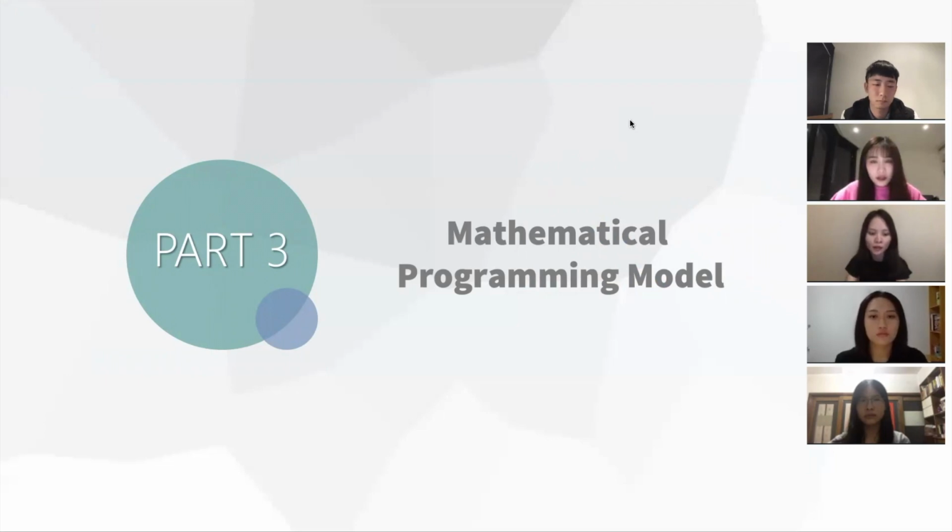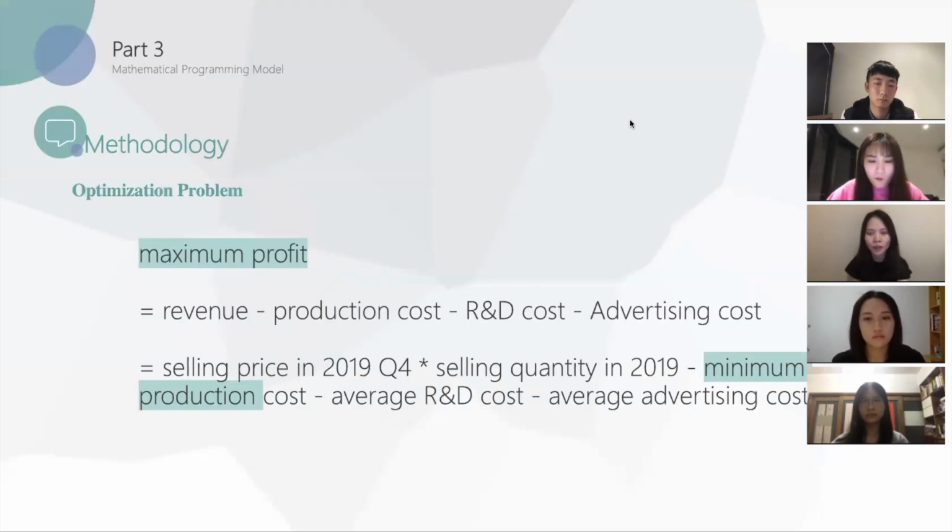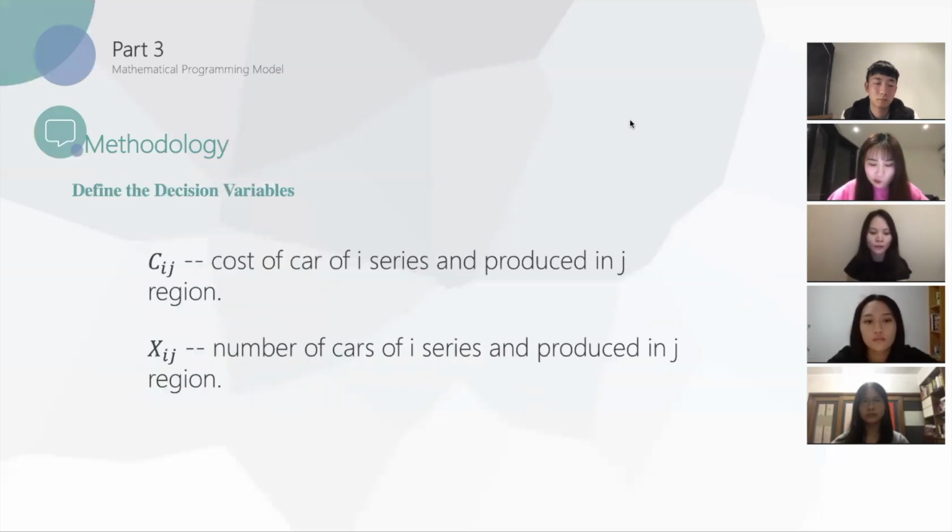And this part is about the mathematical programming model. In the methodology part, firstly, we need to define the optimization problem. This report used the method of linear programming to analyze the production line layout in different countries of BMW. And based on this formula, to find the maximum profit, we need to find the minimum production cost. And these are our decision variables.